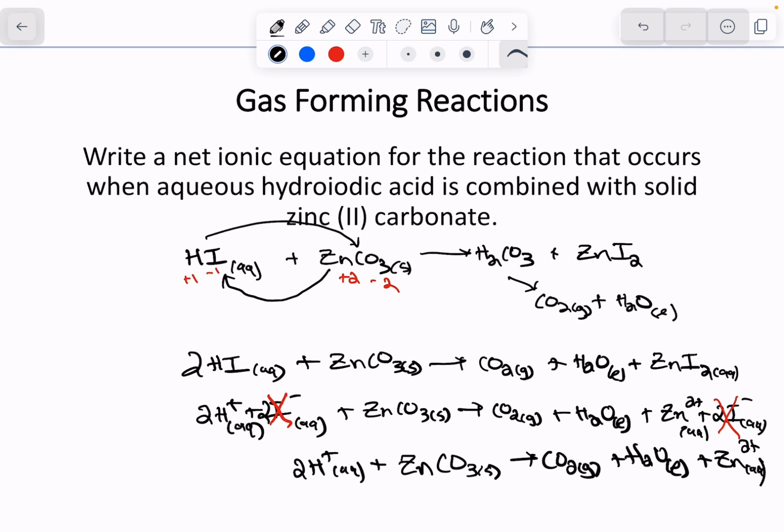Once again, if I ask this on a test or a quiz, I would just say, is the following reaction a gas forming reaction? And as long as you see a gas being formed on the product side, you'll be okay. And I think that is it.